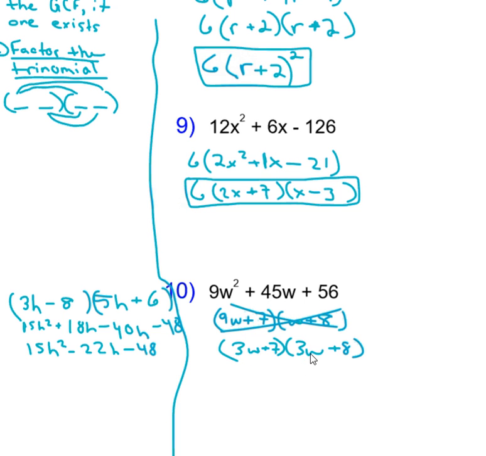So 3w times 3w is 9w squared. 3w times 8 is 24w, and then another 21w. Yes, that is 45w when you add those together. And the last two multiplied together gives you a 56. So this is the factored form on number 10.